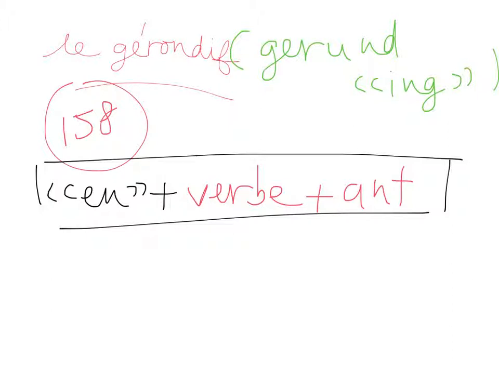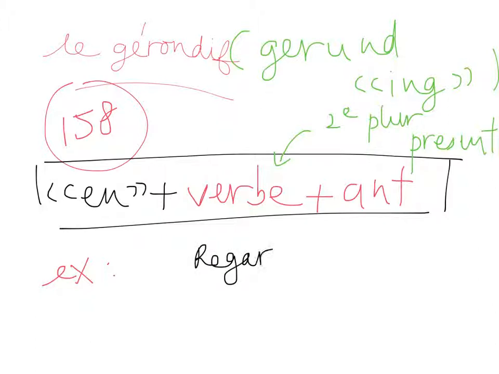But don't forget one thing that's very important. When you do all this, you have to pick the second person plural present. Otherwise it does not work. If you take past or future, it will not work. So as an example, if you take regarder, the infinitive, the normal form, you will take the second person plural present, right? You will take this.